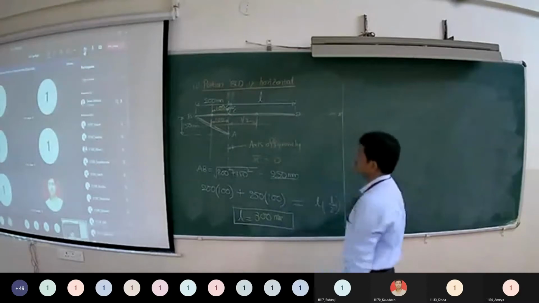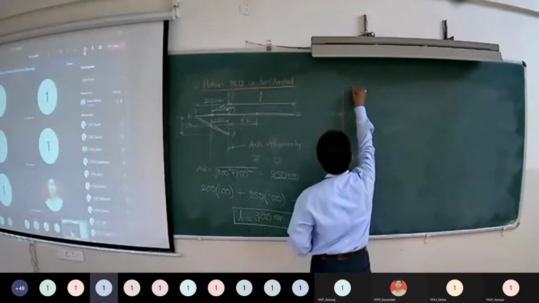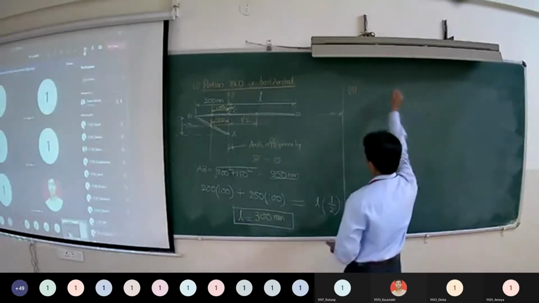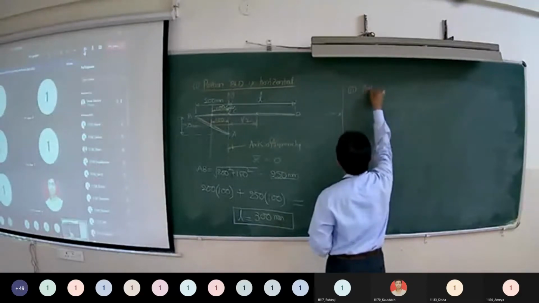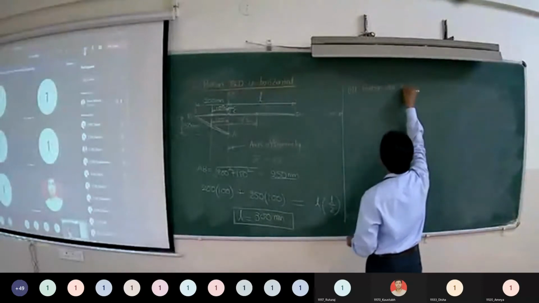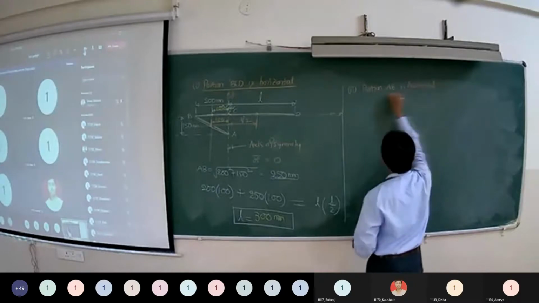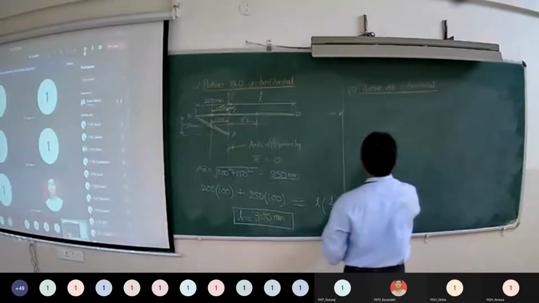Now draw the figure for the second part. Find alpha. Yeah, you need to find alpha also. So the second part is portion AB is horizontal. Portion AB is horizontal.